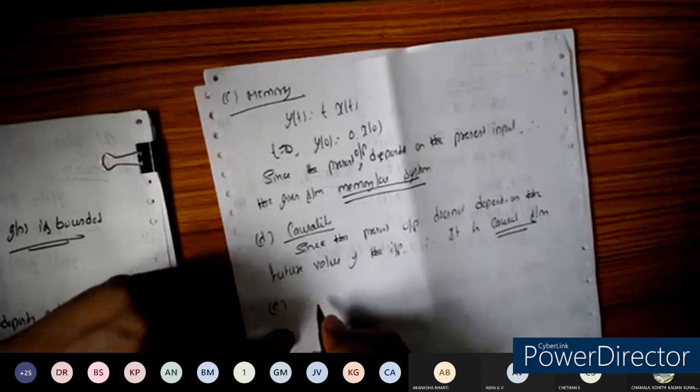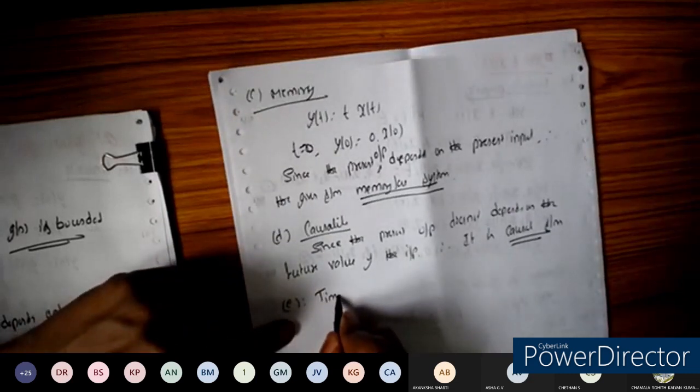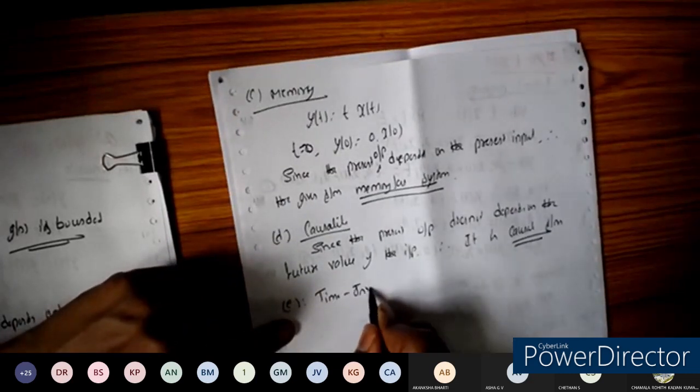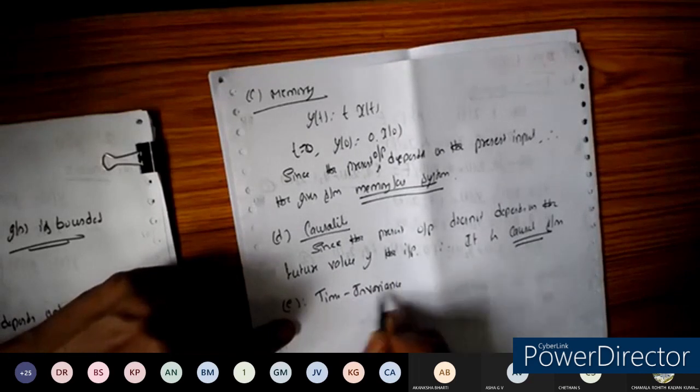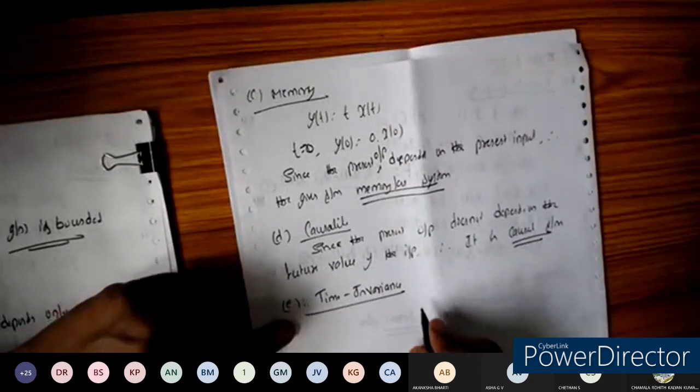So done, right? Next one is time invariance. Any doubts in any property? Time invariance property. Okay.